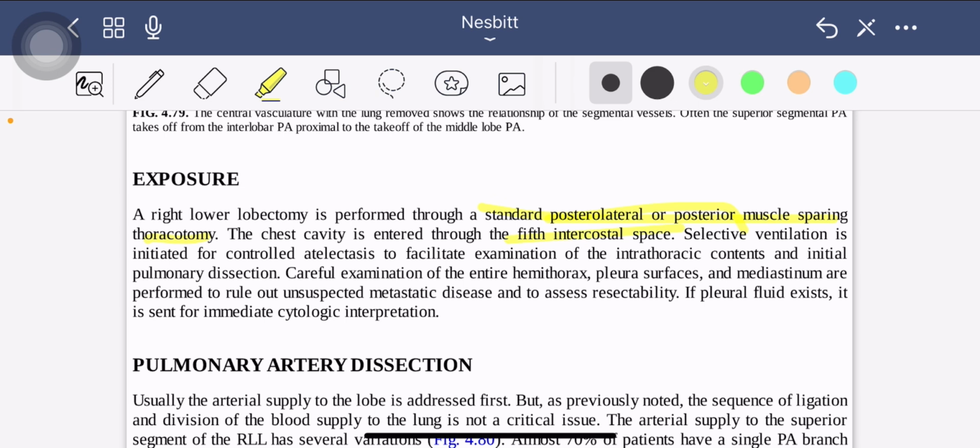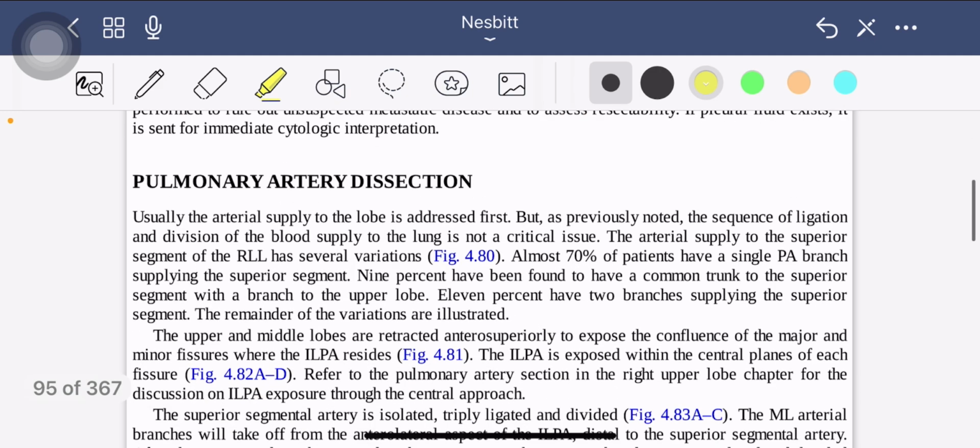Initial pulmonary dissection: careful examination of the entire hemithorax, pleural surfaces and mediastinum is performed to rule out unsuspected metastatic disease and to assess resectability. If pleural fluid exists, it is sent for immediate cytological interpretation.